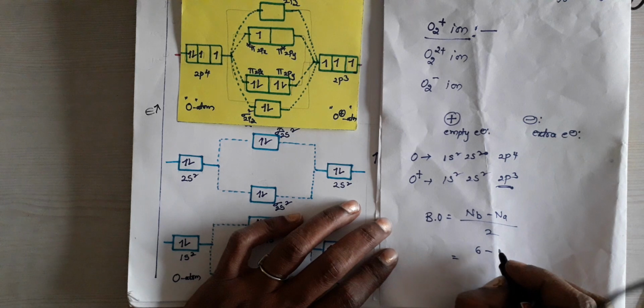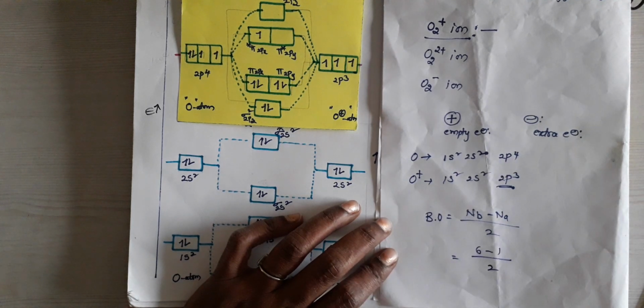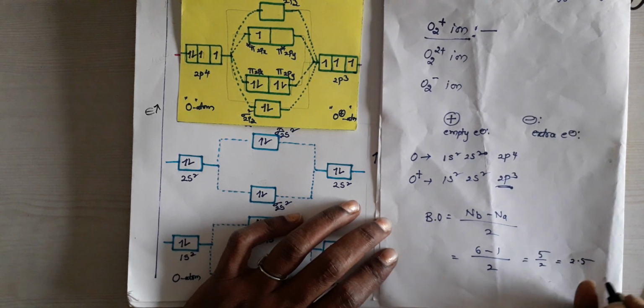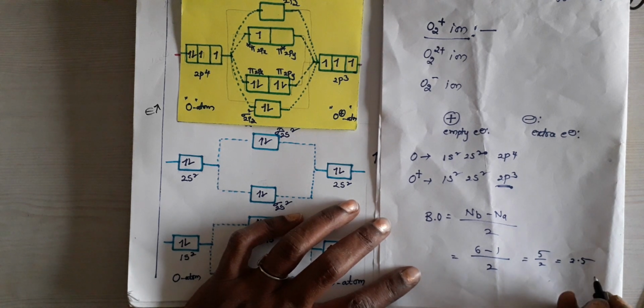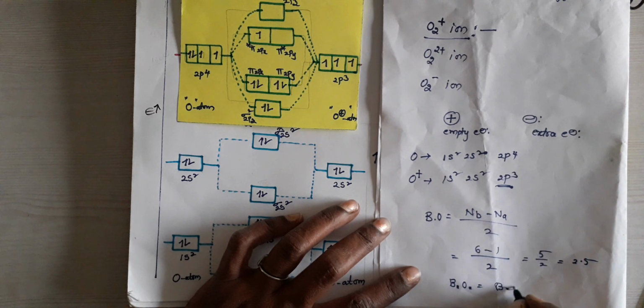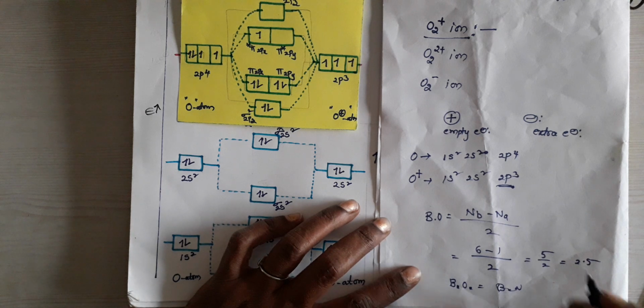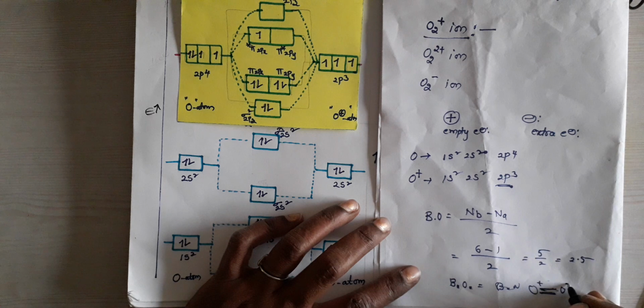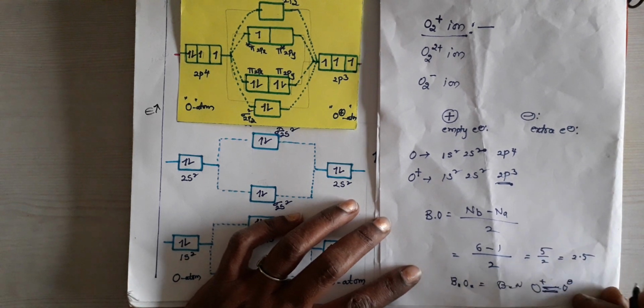Minus Na, how many? 1, by 2, right? 6 minus 1 by 2, nothing but 5 by 2, nothing but 2.5. Bond order equals 2.5. Already we know very well that bond order is equal to the number of bonds. So 2.5, how is it possible? It means two strong bonds are present like this. One is a sigma bond, one is a pi bond. Another one is a partial bond, like positive and negative.